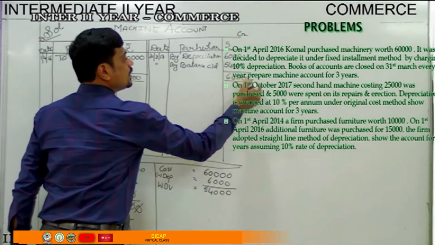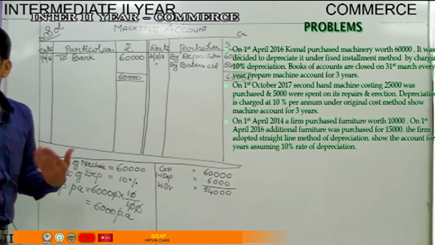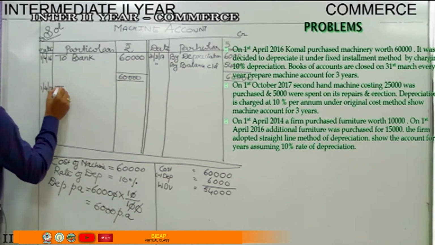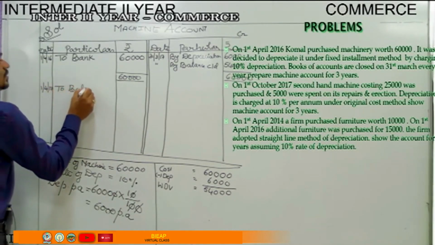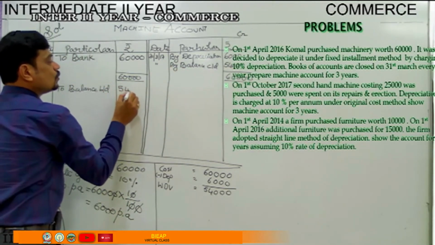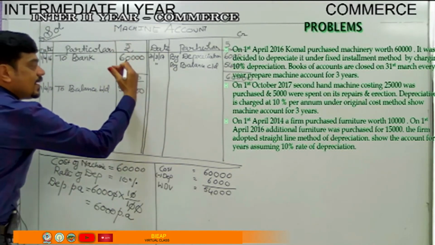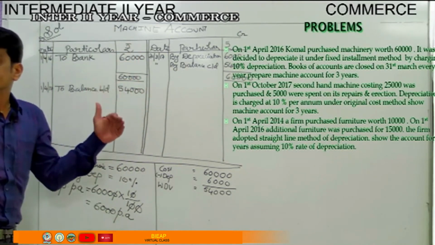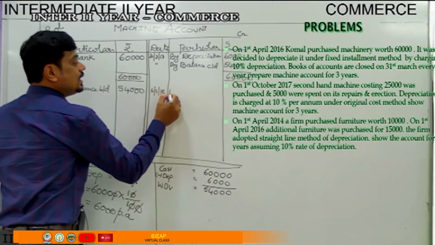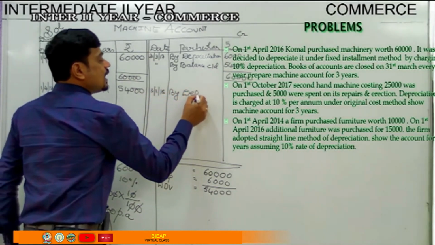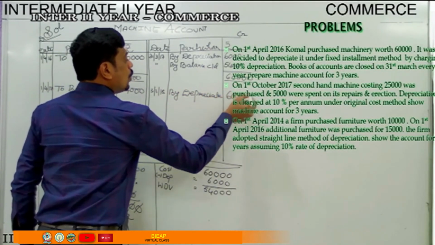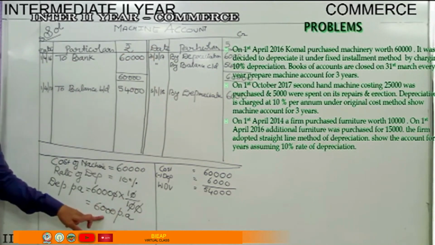First year is completed, 31st March year ended. When will the next year start? The next year will start on 1st April 2017. To balance brought down, how much balance is there? 54,000. So what I said? Gradually the value of the asset decreases. Again next year, 31st March 2018, we'll charge depreciation. By depreciation, how much? 6,000. On original cost I calculated 6,000.